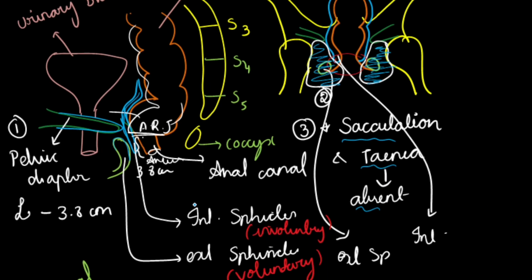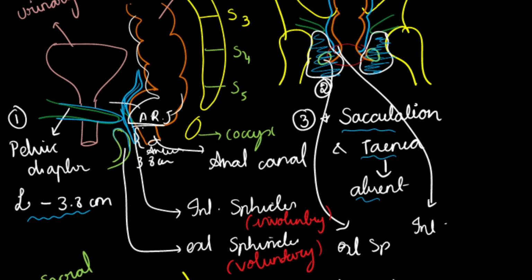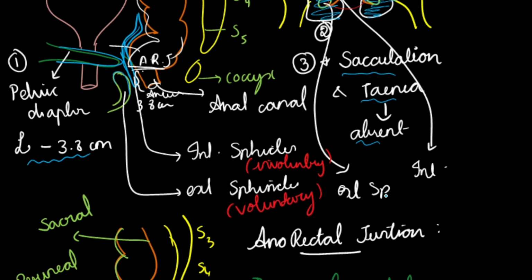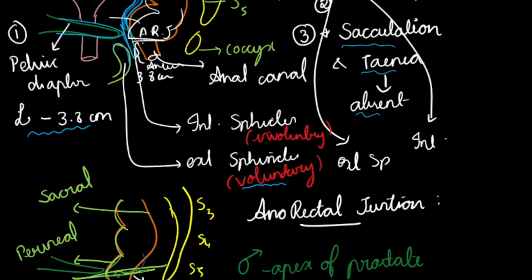And let's see regarding the extension. The length of the anal canal is 3.8 centimeter, and it extends from the anorectal junction to the anus. And I already told that it is surrounded by the internal anal sphincter, which is involuntary in nature, and the external anal sphincter, which is voluntary in nature. So now let us discuss the anorectal junction and also the anal canal.